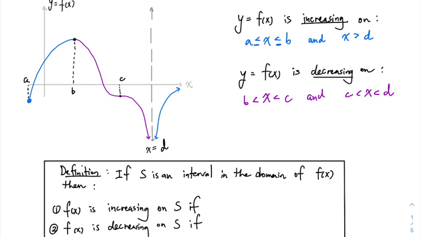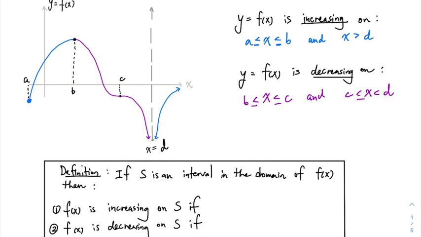We would exclude x equals d because the function seems to have a vertical asymptote here, so it's not defined here. And then where it's decreasing, we're going to include b, include c, and then we're going to exclude d because the function is not defined there.